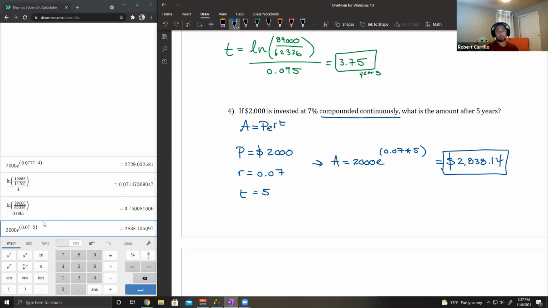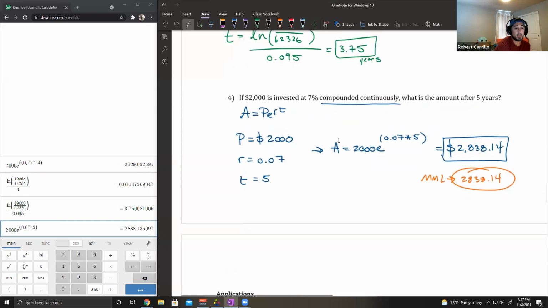Also, for your answer, I don't think I would put commas, because I don't think my math lab likes the comma. So when you're putting in your answers for these, just make sure there's no comma in there. You just put 2838.14. Okay.